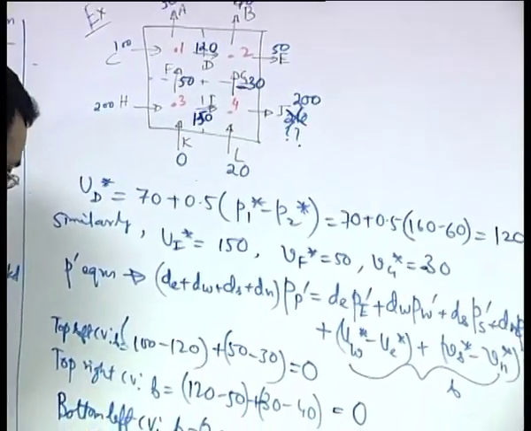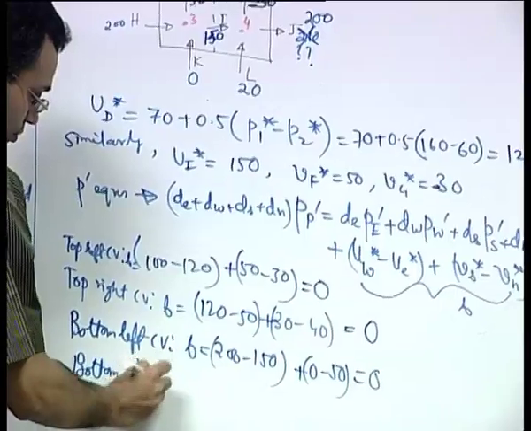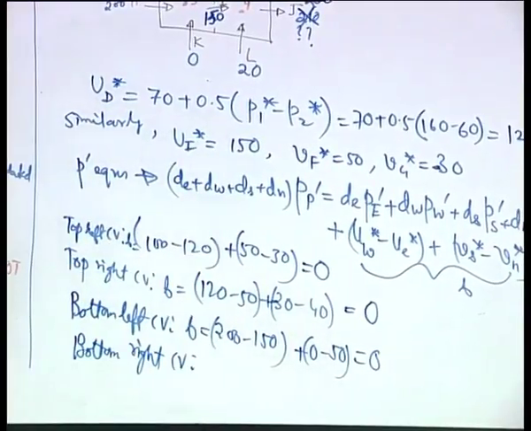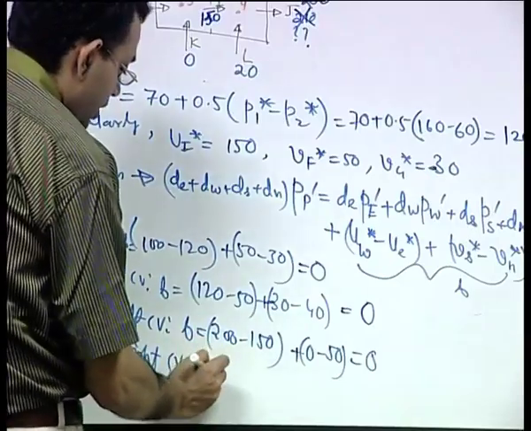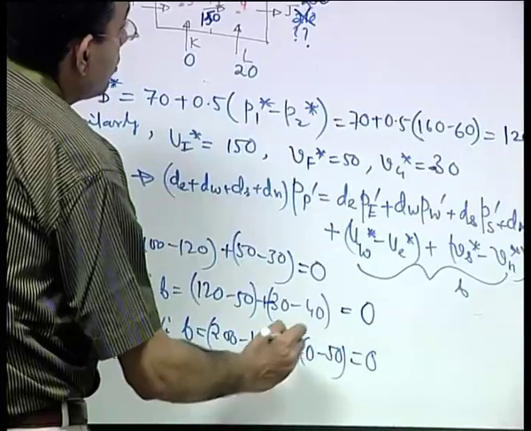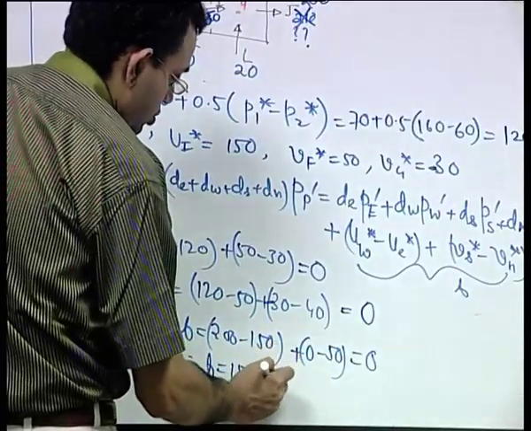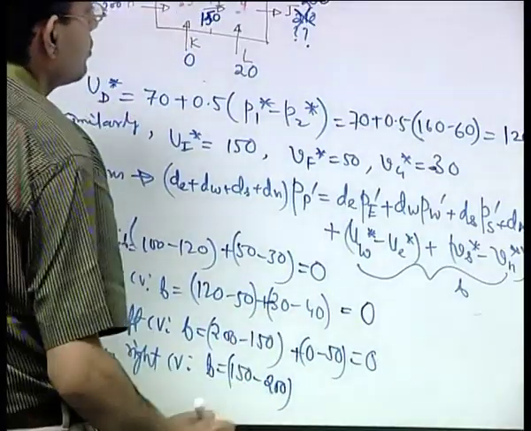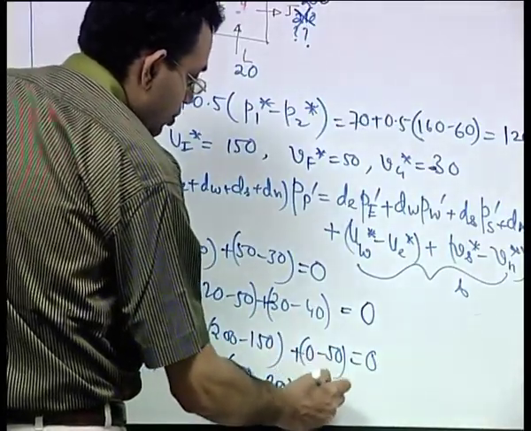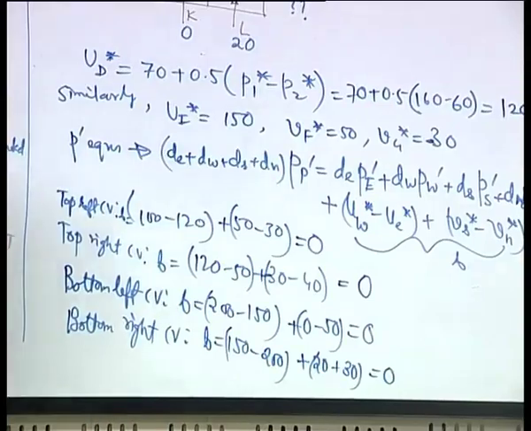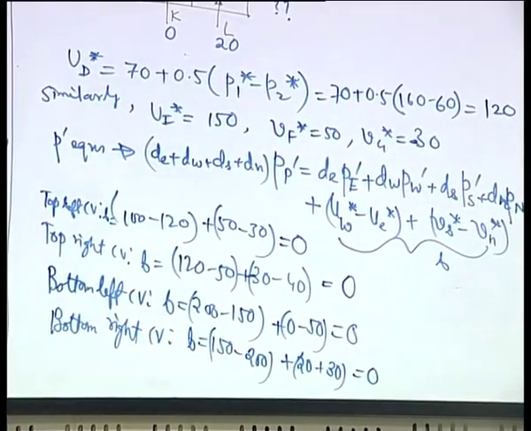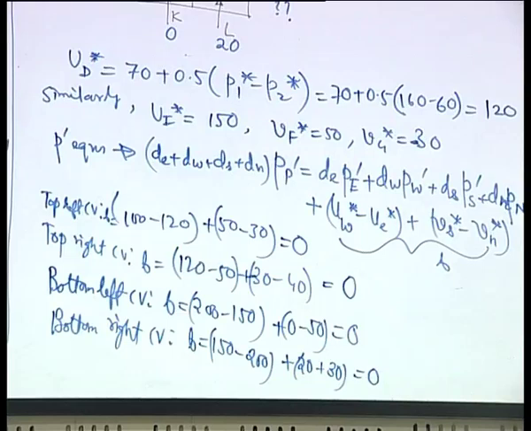Then bottom right control volume, 150 minus 200 plus 20 plus 30, that is 0. So, for all the control volumes the mass source term is 0, that means the problem has converged.